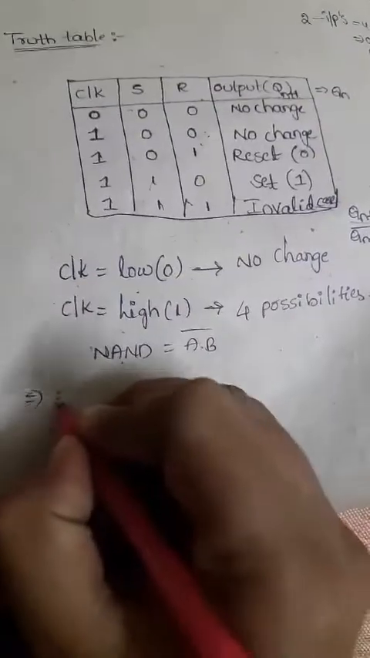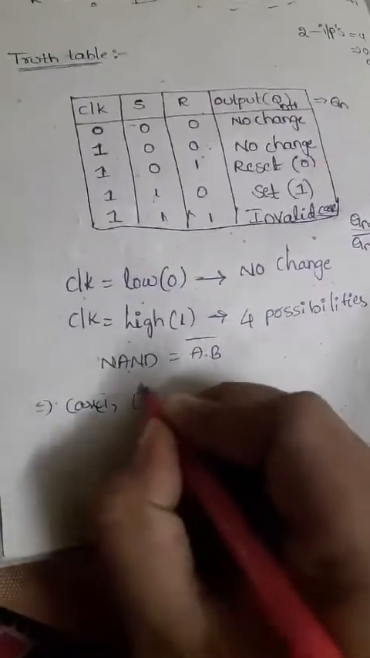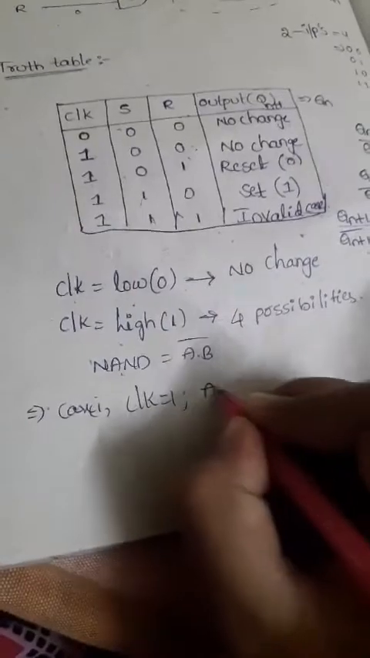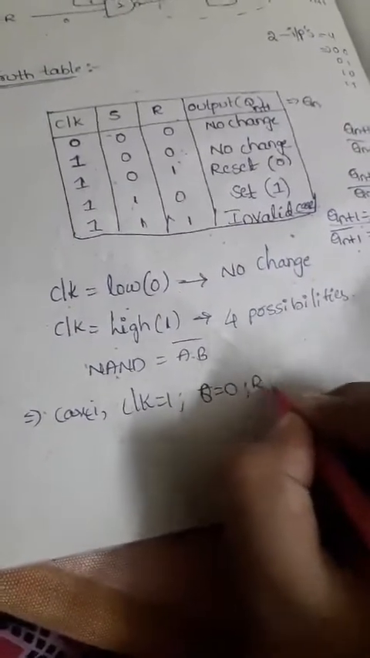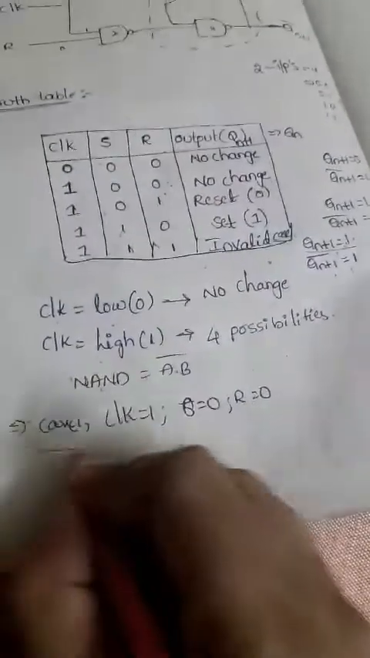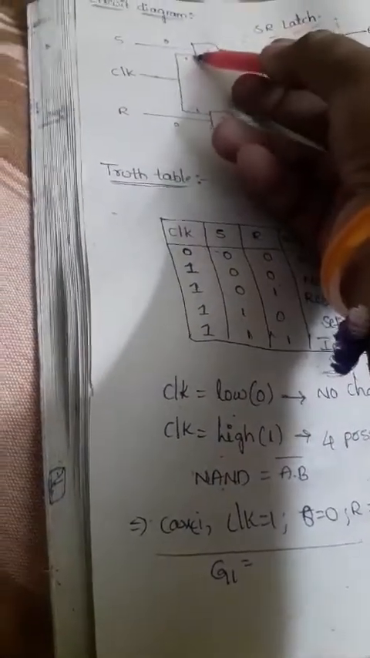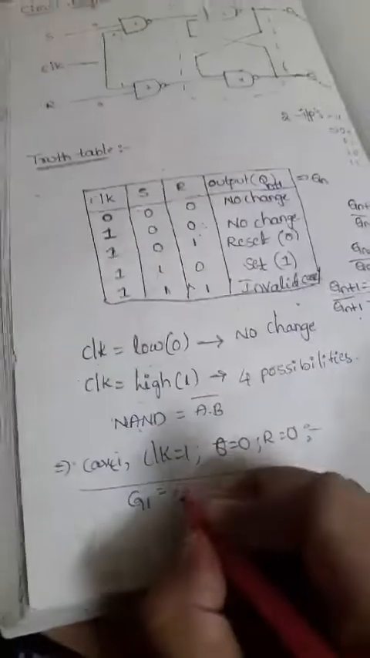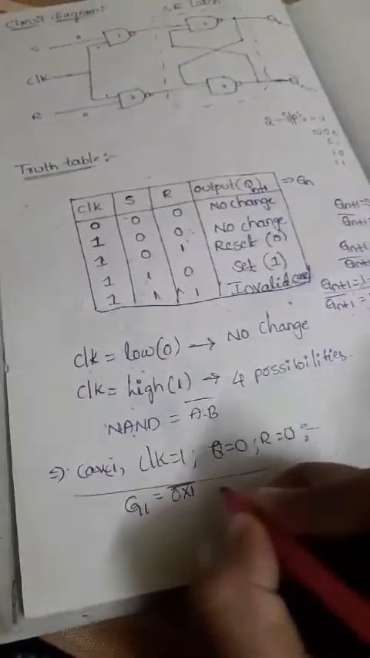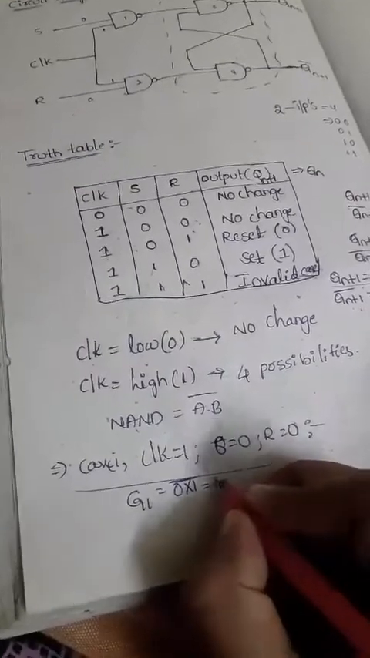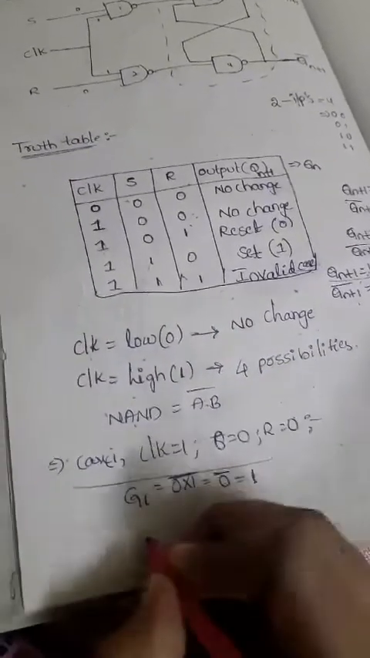So now I will take it as case 1. That is clock 1, and S will be 0, R will be 0. What is the result we are getting? Now see here how to get the no change operation. First, gate 1, I can call it G1. That is nothing but (0 into 1) complement. NAND gate, no? So substitute the A and B values here. A and B are nothing but S and clock. (0 into 1) complement. 0 into anything is 0. 0 complement is 1. Like that.